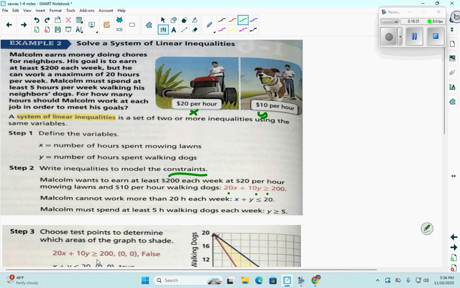week. So that means the combining of the mowing the lawn and walking the dog, the most he can work is 20 hours a week. So it's a totally different inequality than the first one. Then the next one down is Malcolm must spend at least 5 hours walking dogs each week. So then there's your constraint for that.